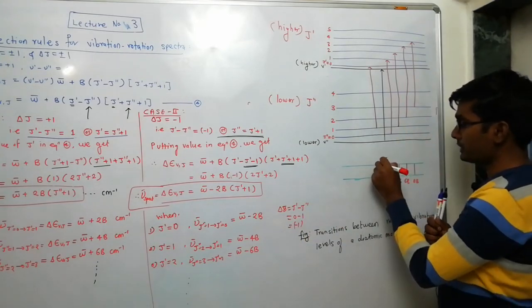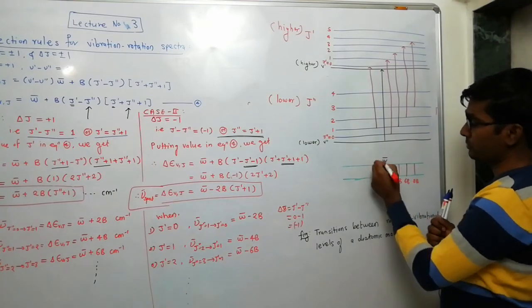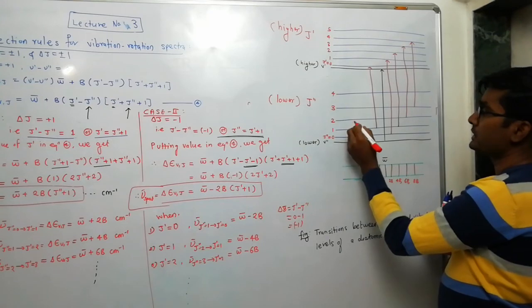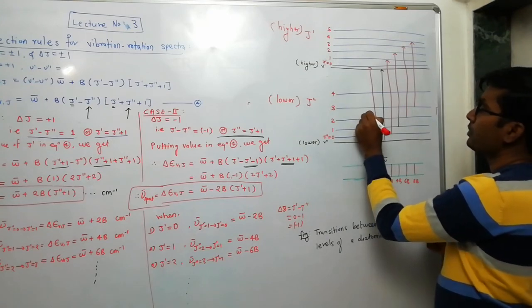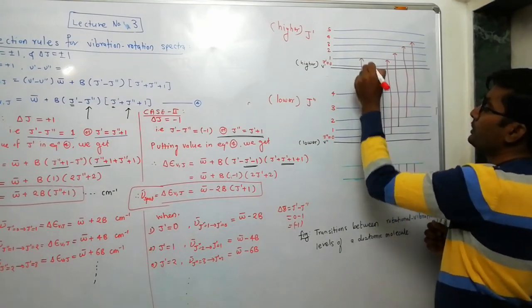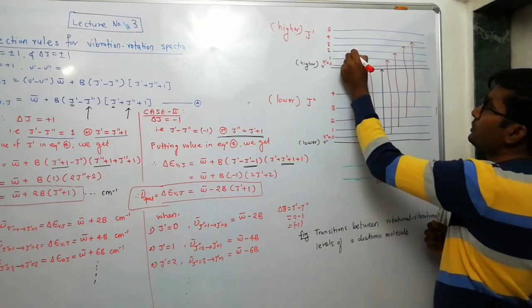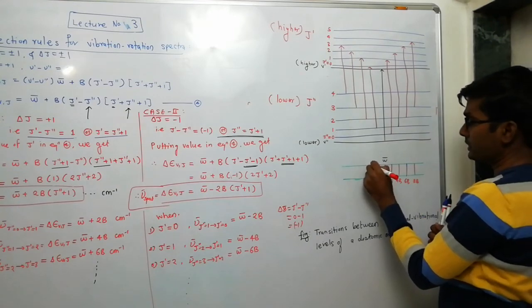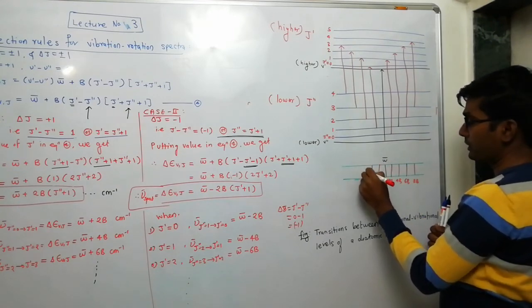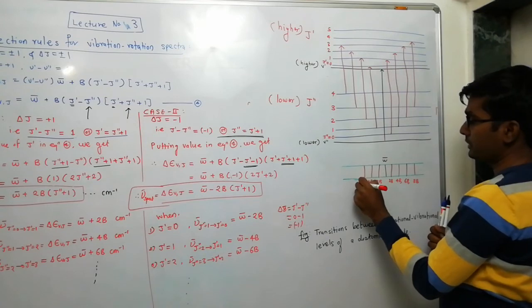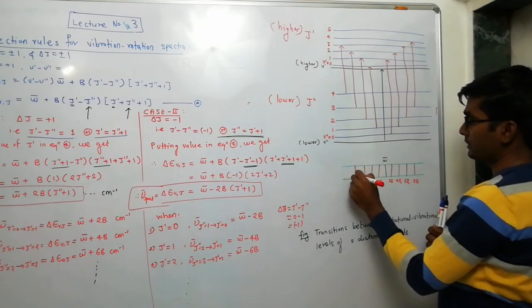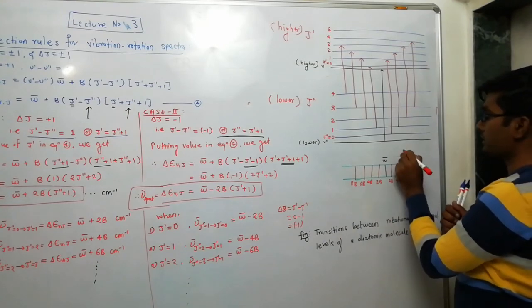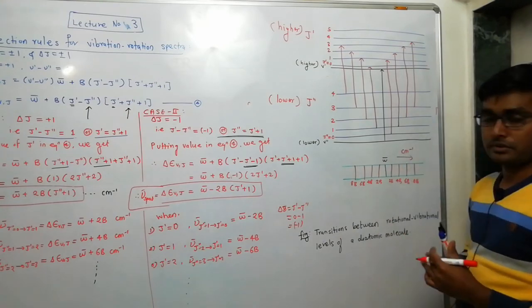So this first rotational line is at omega bar minus 2b. Then the second transition will be from 2 to 1, third 3 to 2, fourth 4 to 3. This is 4b, this third line is 6b, then 8b. So this is the increasing energy in centimeter inverse.